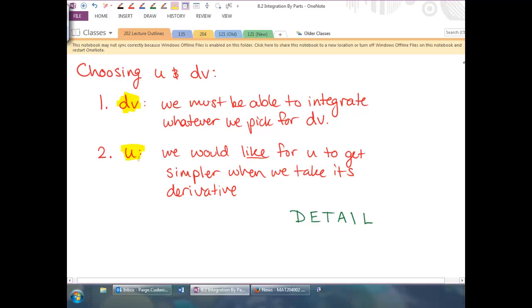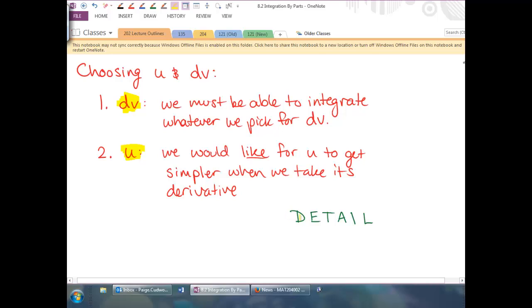And then the u, we would like the u to get simpler when we take its derivative, although that's not necessary. But most of the time, if we have something in the integral like, say, an x, that's a good u because when you take the derivative, it gets simpler.